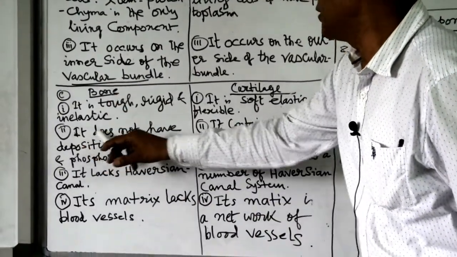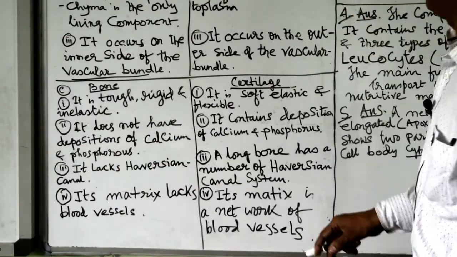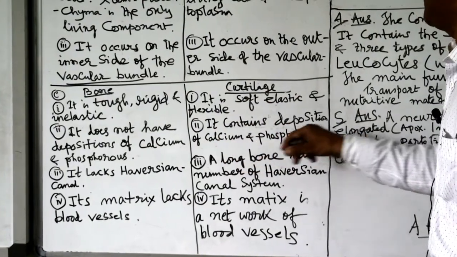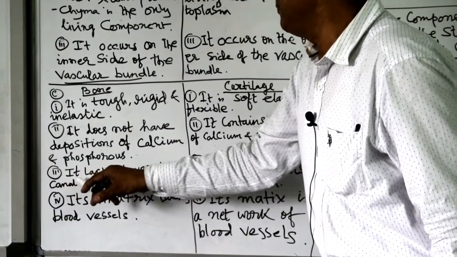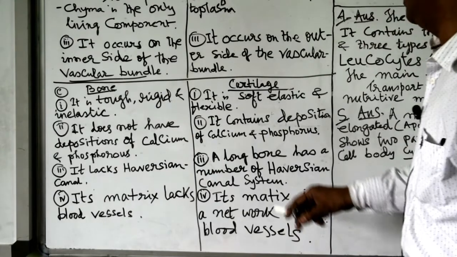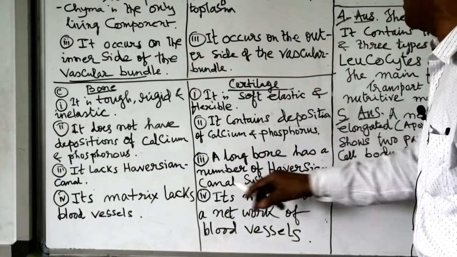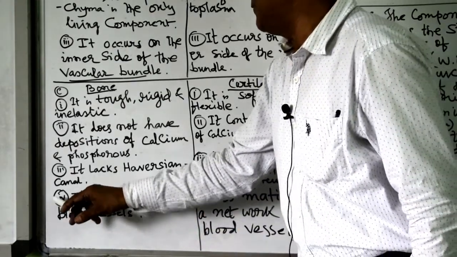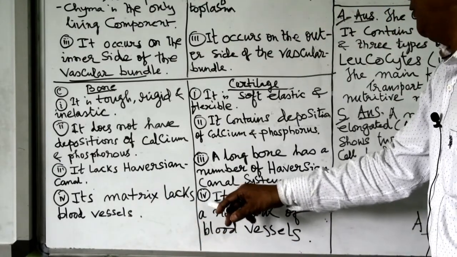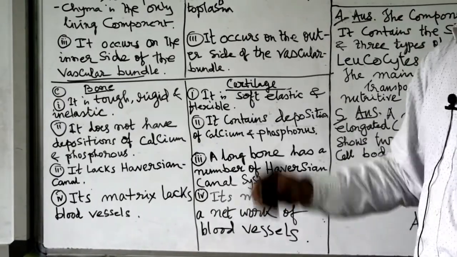Bone, point 2, it does not have depositions of calcium and phosphorus. On the other hand, cartilage contains deposition of calcium and phosphorus. Point number 3, it lacks Haversian canal in the cartilage. Number 3, a long bone has a number of Haversian canal systems. Number 4, its matrix lacks blood vessels. And number 4, its matrix is a network of blood vessels.